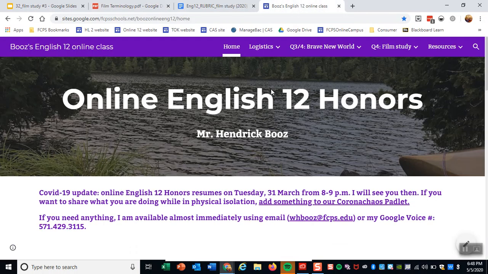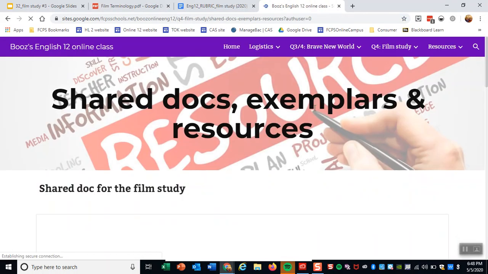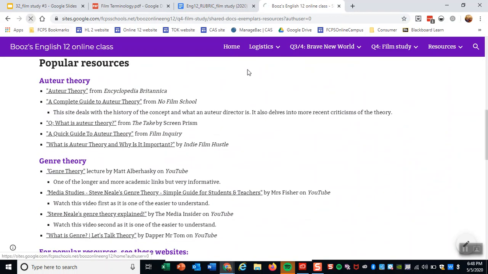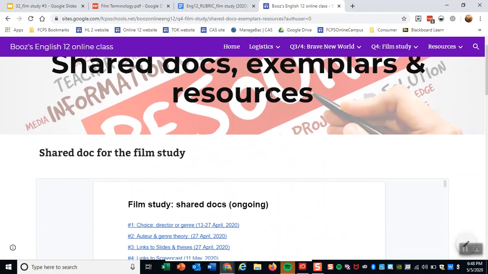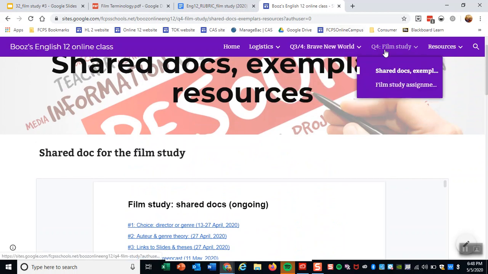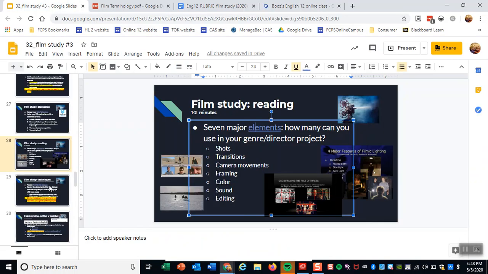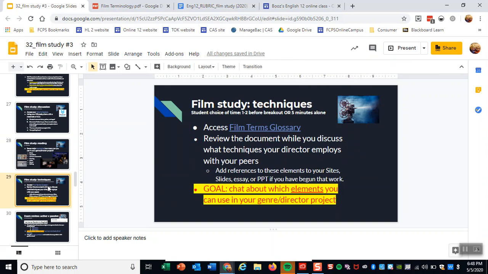If you don't know where that is, here's our webpage. You can go to Share Docs, Exemplars, and Resources, and it's right there at the bottom. Or it will be. It was also on the front page, but I will have to fix that. I apologize. So just use these terms because that's going to help you look at the visual concept alone.